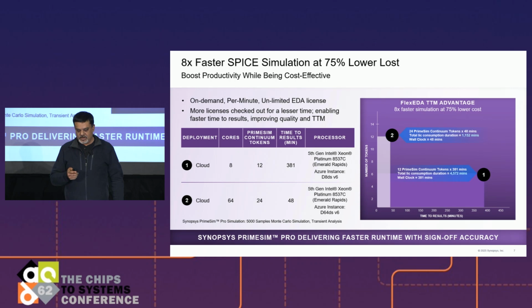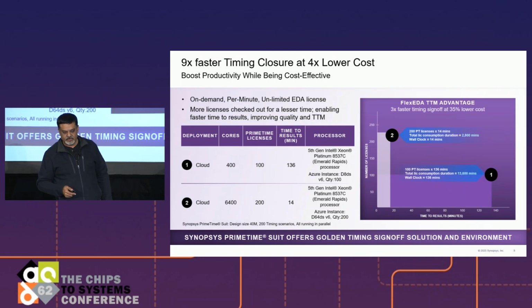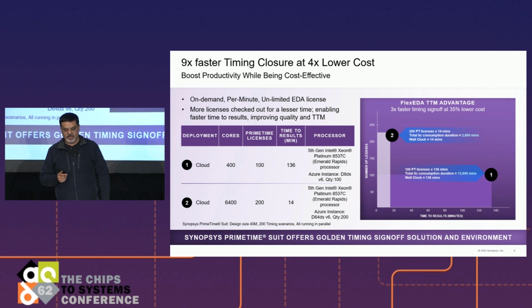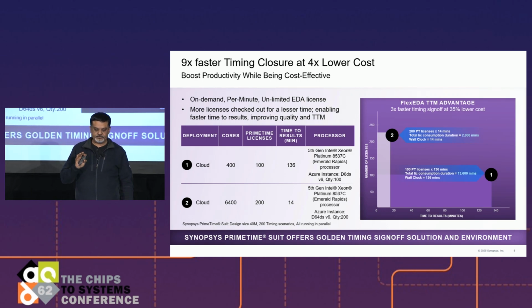So this is for SPICE simulations. Let me share another one. This is for PrimeTime timing analysis. Again, a medium-sized design, 40 million, with 200 different timing scenarios.